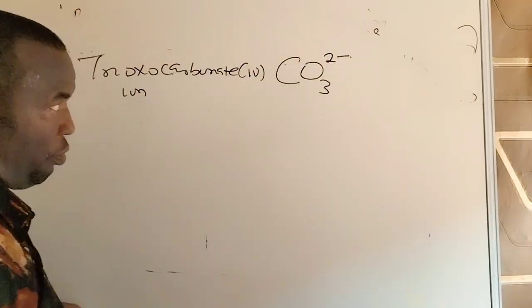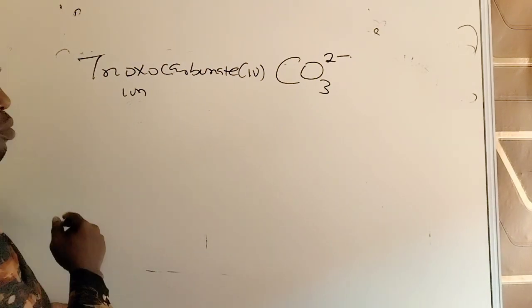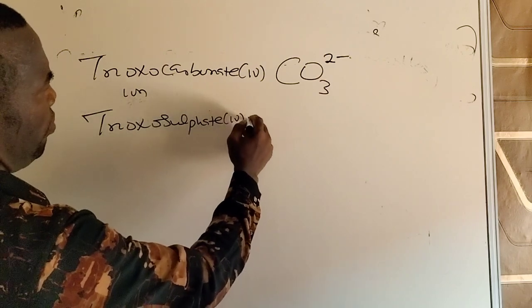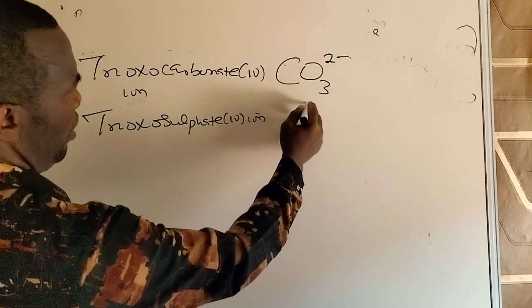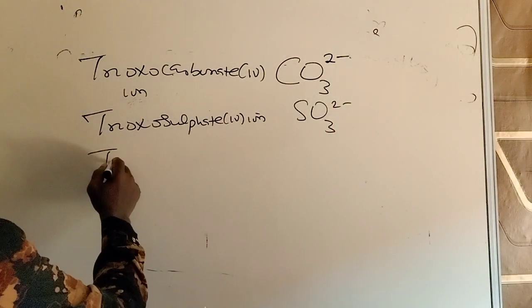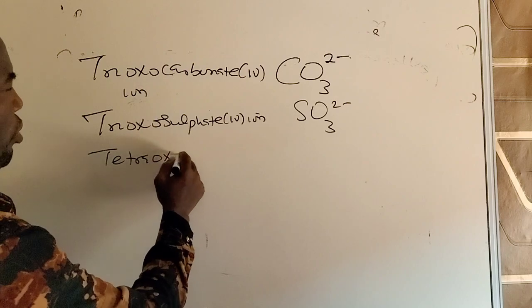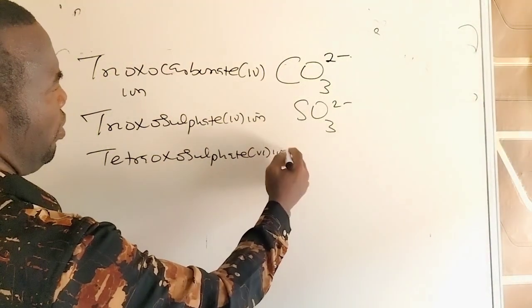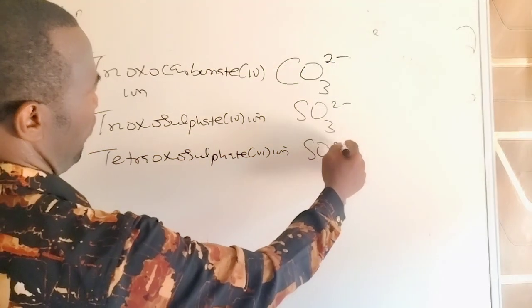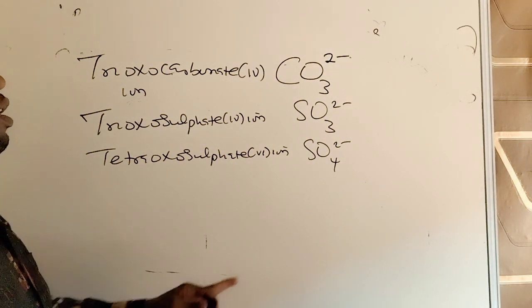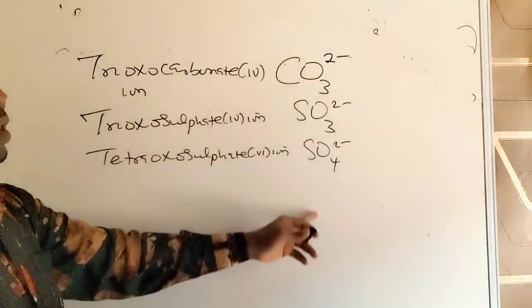It goes with minus 2. Any radical that ends with sulfate also has 2. Trioxosulfate(IV) ion is SO3, also a charge of 2, valence is 2. Another radical that ends with sulfate is tetraoxosulfate(VI) ion. So sulfate radicals also have a valency of 2, like carbonate radicals. So get that. Radicals that have a valency of 2 are the carbonates and the sulfates.